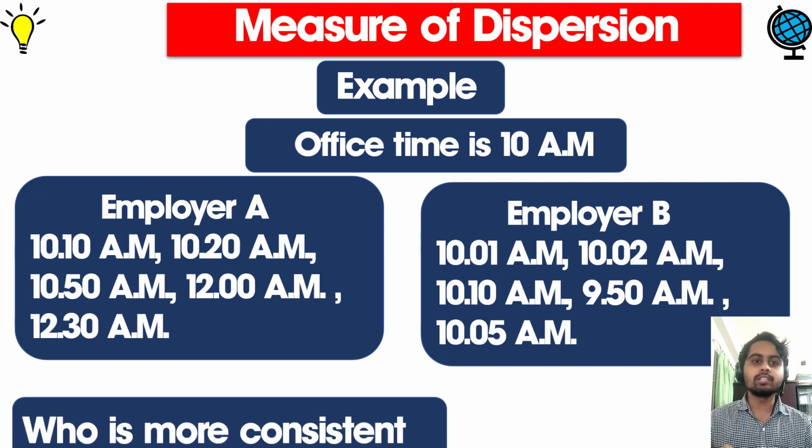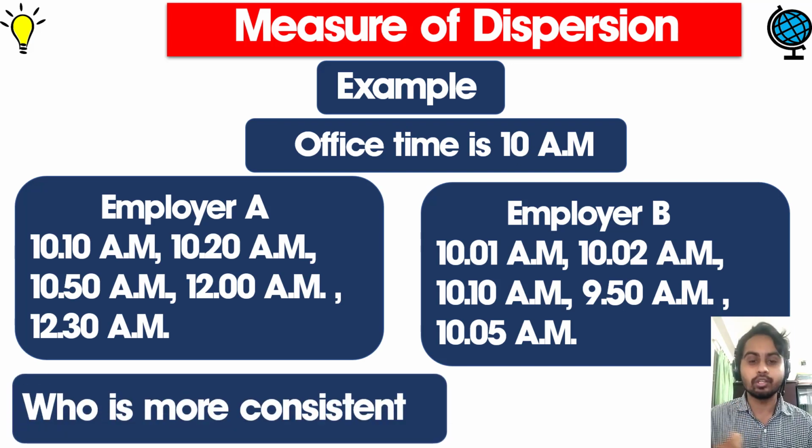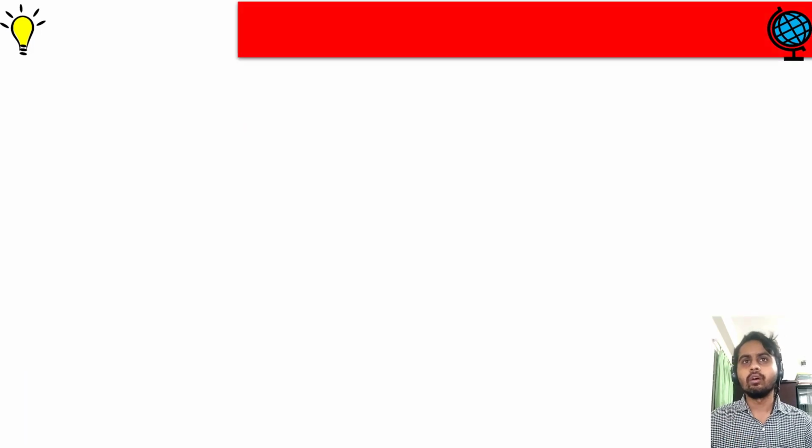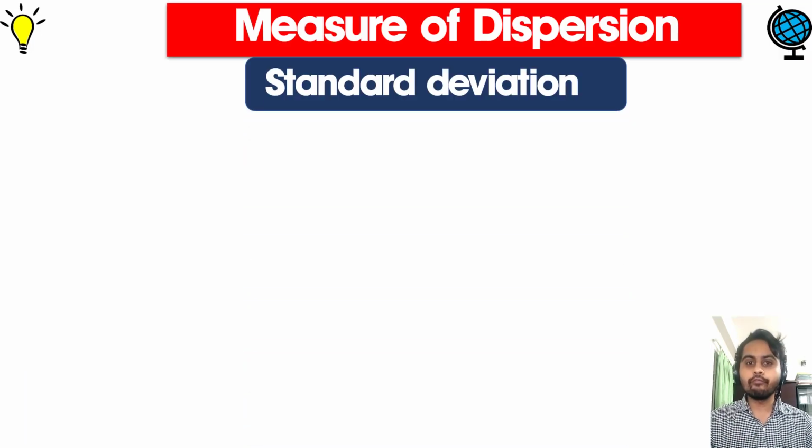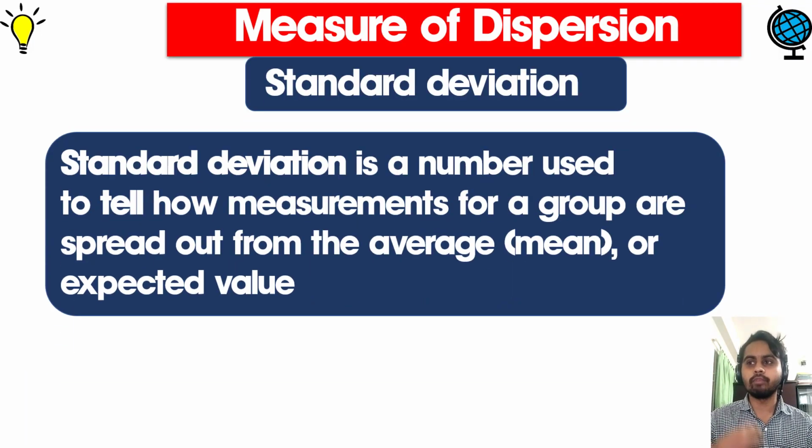Now if I ask you who is more consistent, you can clearly say that the second employee is more consistent. Why do you say that? It means there is little scatter in his data. That is what dispersion does. It gives you an idea of how consistent the data is, how deviated every value is from the other values.